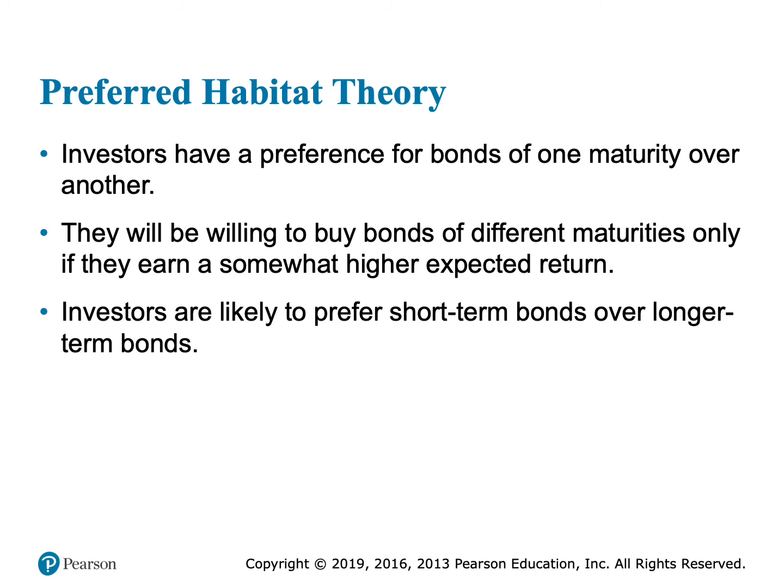Preferred habitat theory, right, softens up the segmented market theory to allow us to really place that liquidity premium in our equation. Investors are assumed to have a preference for bonds of one maturity over the other, right? They're likely to prefer short-term bonds over long-term bonds, but they could be convinced to buy longer-term bonds if they were incentivized to do so, such as earning a liquidity premium.